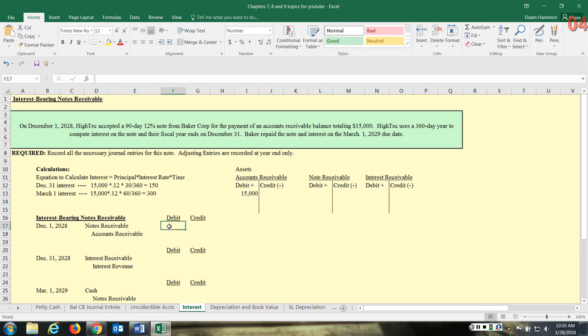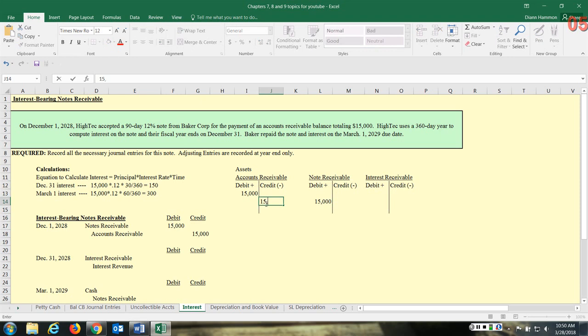So on December 1st, when this note receivable is established, we will debit note receivable for $15,000, and we're going to give credit into that customer's account for this $15,000. So let's go up here and make this entry now. So on December 1st, let's debit the $15,000. I'm just posting into the account as if this is our ledger.